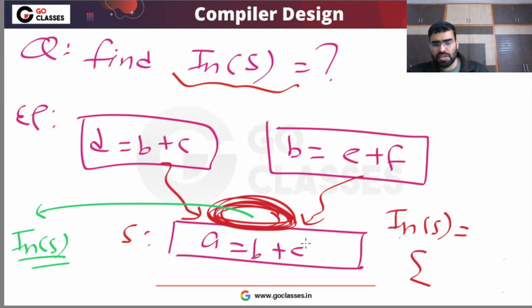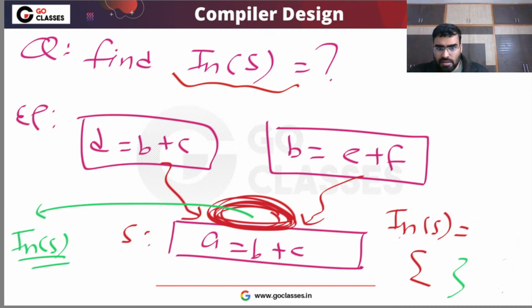Now I am asking what is IN of s. You can notice, can I say b plus c? No, because if you come from this side, then b plus c is not available. Remember, b plus c is not available. And what about e plus f? If you come from one side, b plus c is computed, but if you come from the other side, b plus c is not computed. E plus f is computed here, but e plus f is not computed here.